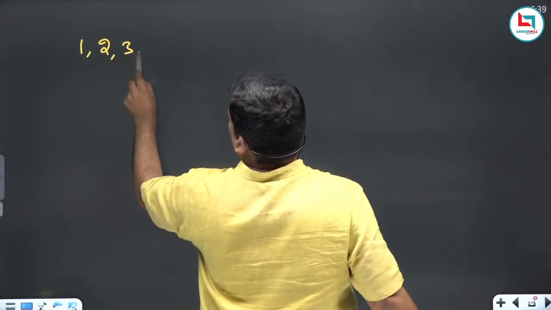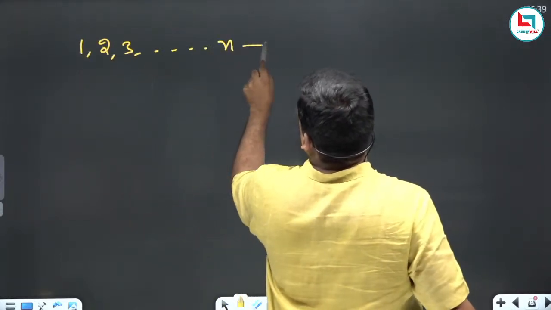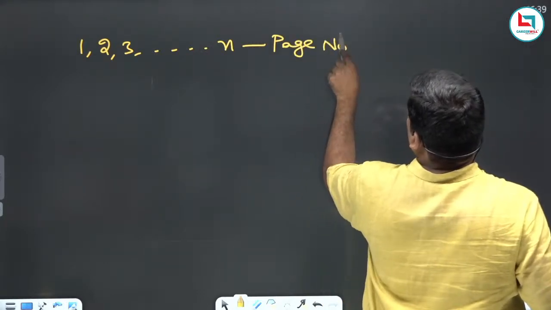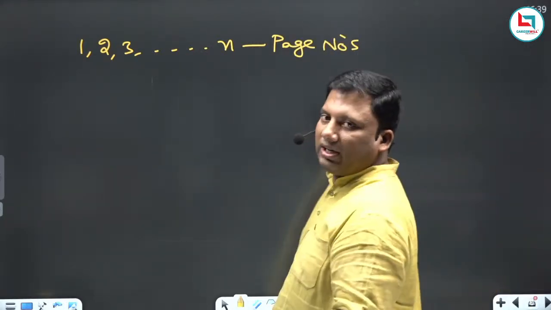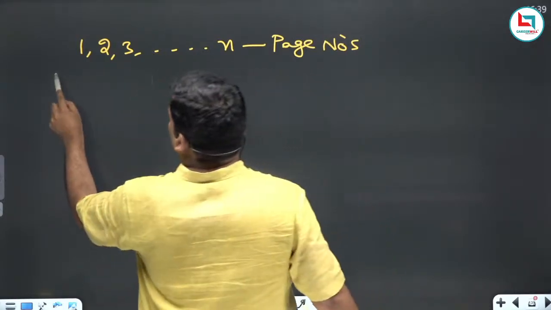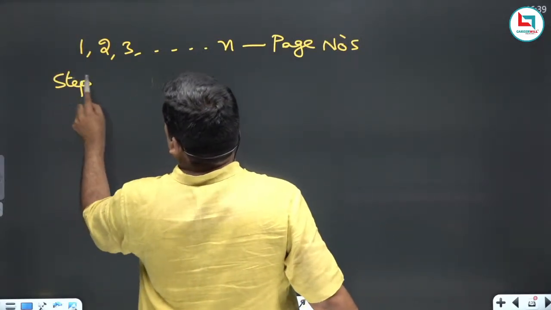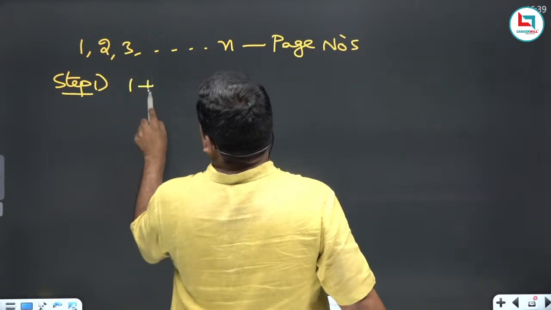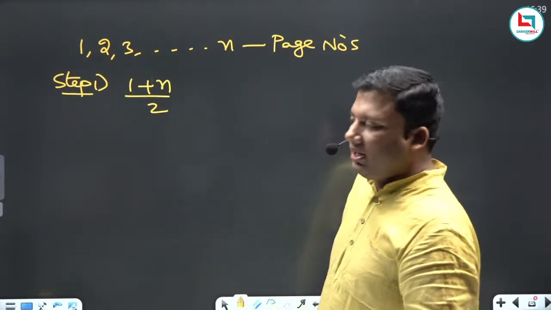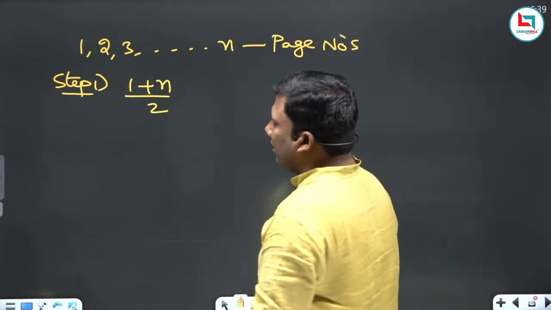Let these page numbers be 1, 2, 3 till n. We don't know what the last page number is. Step number 1: assume the story has not happened. Then the average will be first term plus last term by 2, that is, (1 plus n) by 2.